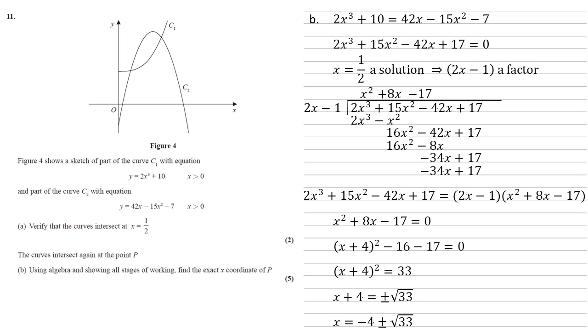So x is equal to minus 4 plus or minus root 33. But this is two answers, and we just want one. Looking back to the question, we're told that x is larger than 0, but minus 4 minus root 33 must be smaller than 0 because that's taking away two numbers. So that's not the answer we want. We just want the positive one. So our answer is x equals minus 4 plus root 33. Remembering to keep this as an exact coordinate as the question has asked for.